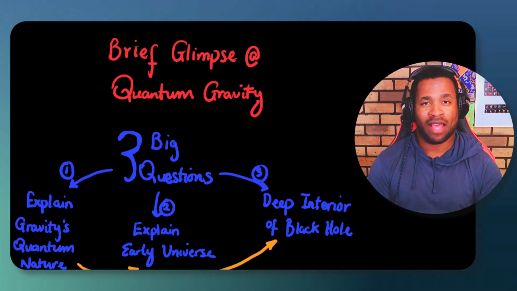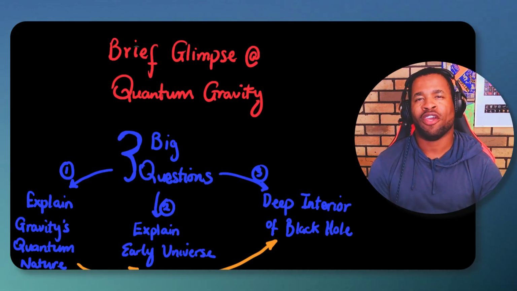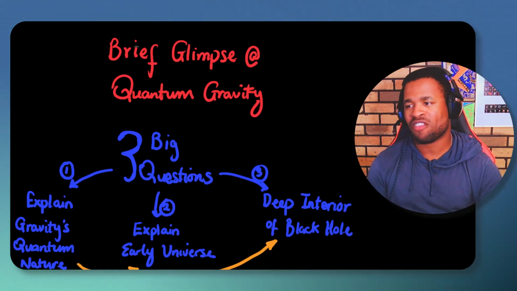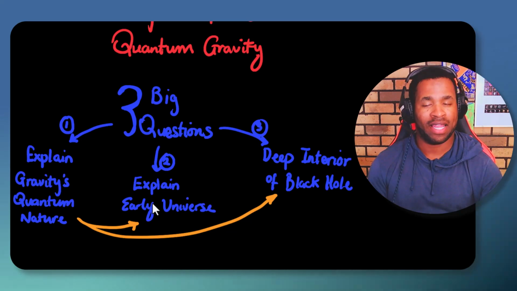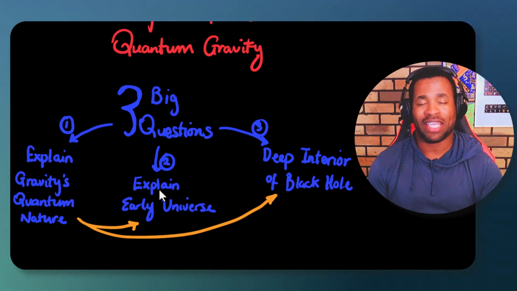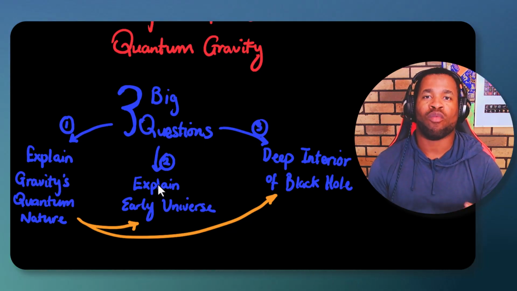Looking at a brief glimpse at what quantum gravity is all about, based on an article that I came across from Scientific American this year. It pretty much borrows heavily on three big questions to think about, and these questions rely on each other. The first one focuses on how we can explain gravity's quantum nature. Once we're able to tap into this, then we can explain the early universe and also dive into what the deep interior of a black hole looks like. This is quite an interesting foundation and also a futuristic understanding of what quantum gravity's potential is going to offer to us.